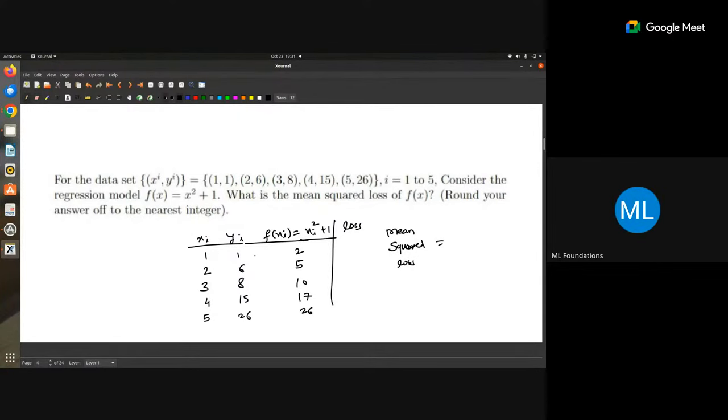Okay, so what is the loss here? This is what? F of xi minus y, right? Can I write it squared loss? Because we are calculating mean square loss, so I'm just doing it. F of xi minus y to the square.